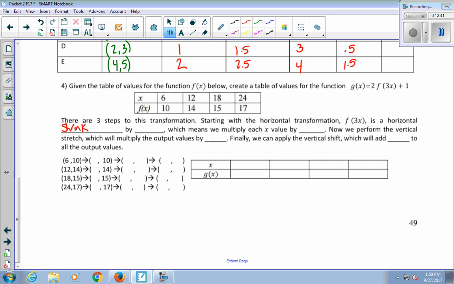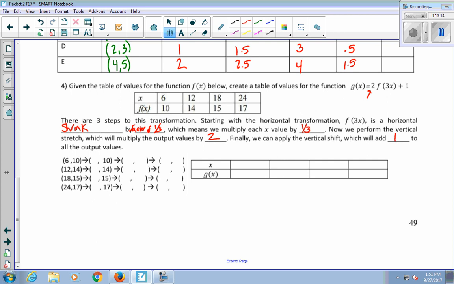Inside parentheses is sort of the opposite of what you think. So multiplying by 3 you'd think would get bigger, but it gets smaller. And it's by a factor of 1/3, which means you multiply each x value by 1/3. And then we're going to do the vertical stretch, that's the 2, which will multiply all of the output values by 2. Finally, apply the vertical shift, which will add 1 to all the output values.